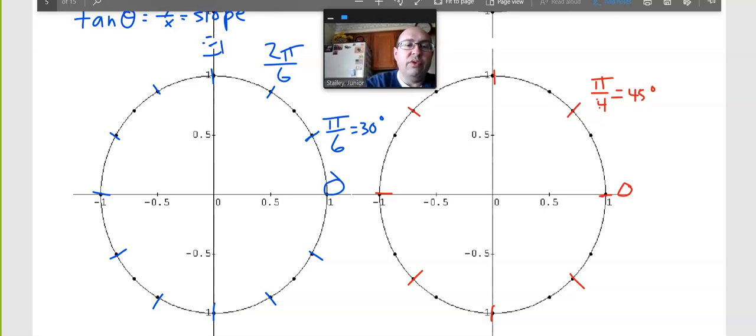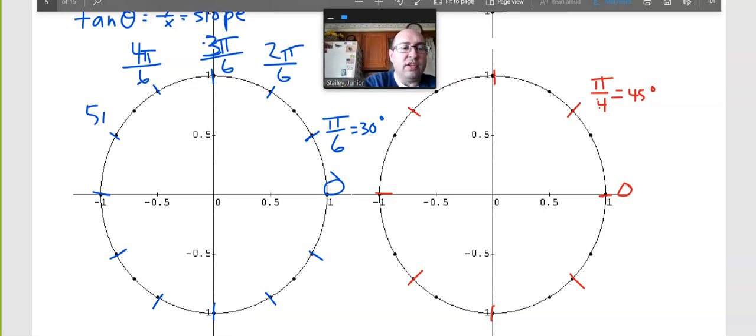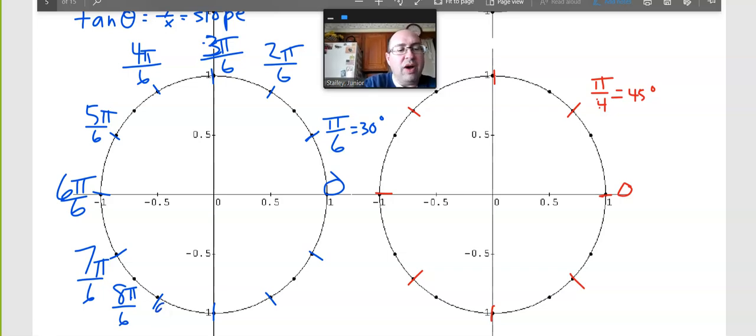Then we have 3 pi over 6. We know that reduces, but I'm not going to reduce it right now. Then we have 4 pi over 6. Same thing. 5 pi over 6. That one does not reduce. 6 pi over 6. That one does reduce. 7 pi over 6. 8 pi over 6. 9. What am I doing?